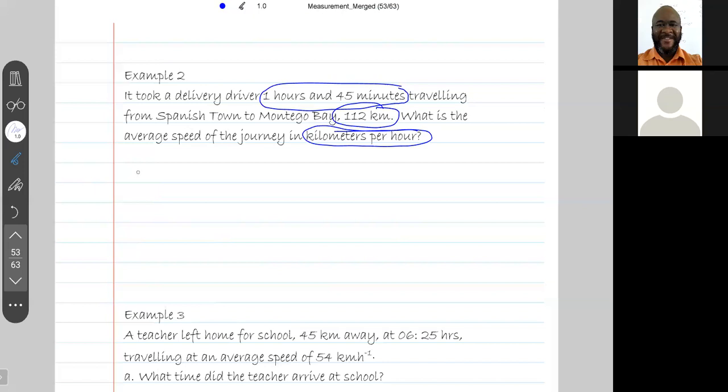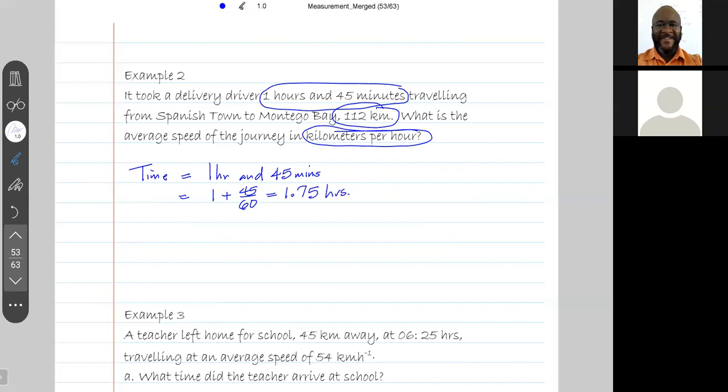Guys, time is equal to 1 hour and 45 minutes. This is the same as saying 1 plus 45 over 60. This is 1.75 hours. So my time is 1.75 hours.